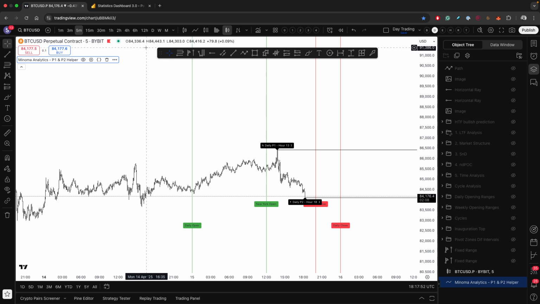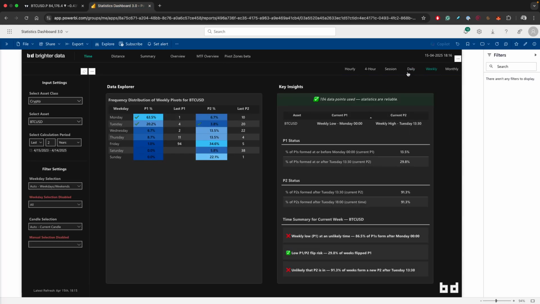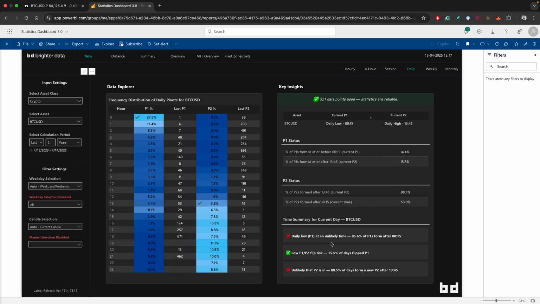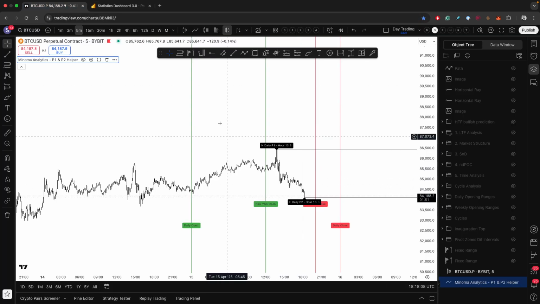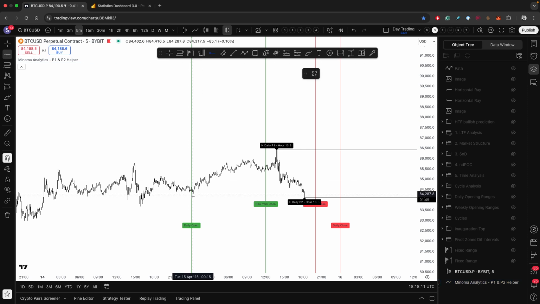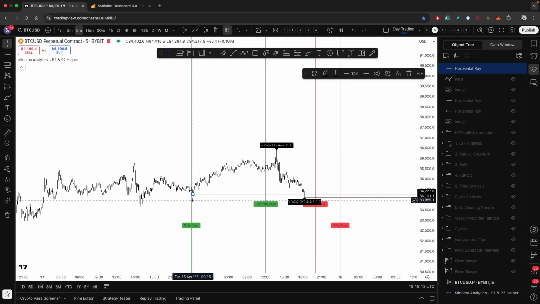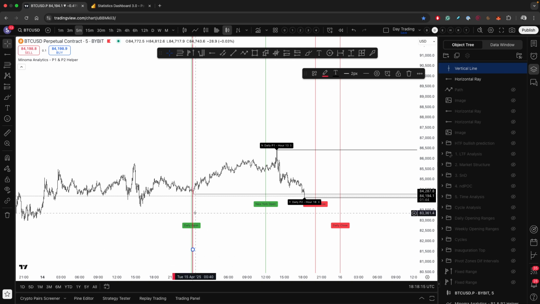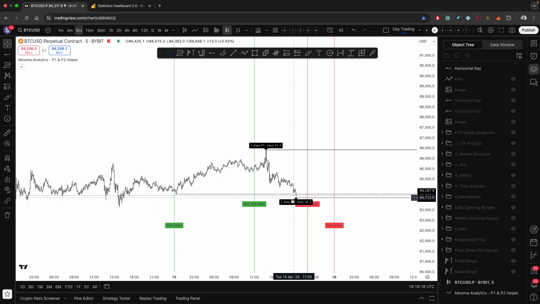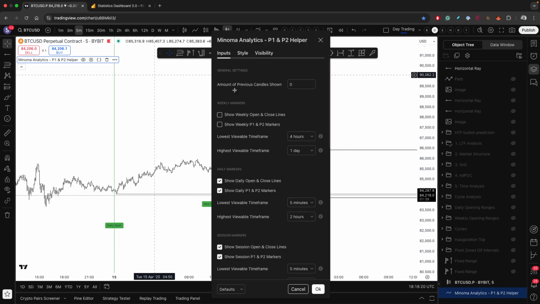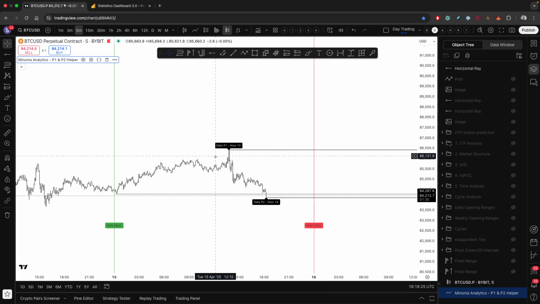So see, this is a perfect live example. The trading gods blessed us with a live example. That daily low was an unlikely time because 85.6% of P1s form after 15 minutes past midnight, and we literally just took it out, right? Because it was right here. See, 15 past midnight, you can see it here. And we now just took it out. Let me get the session thing off. So we just took it out.